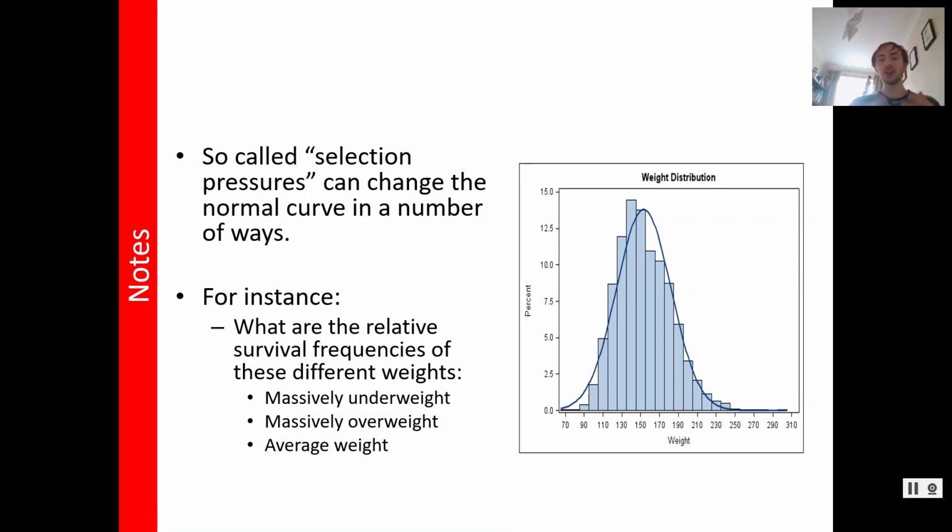So in your head, you don't need to write this in a book, what would be the relative survival frequencies of these weights? By which I mean, are they going to make you more likely to survive or less likely to survive? So massively underweight, I'm talking ridiculously skinny, massively overweight, similarly, or average weight. Which ones are going to be less good and which ones are going to be more good for survival? Have a think.